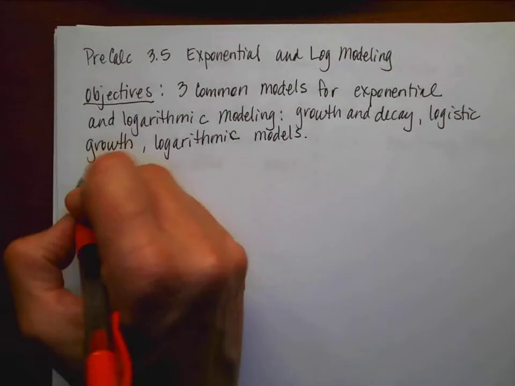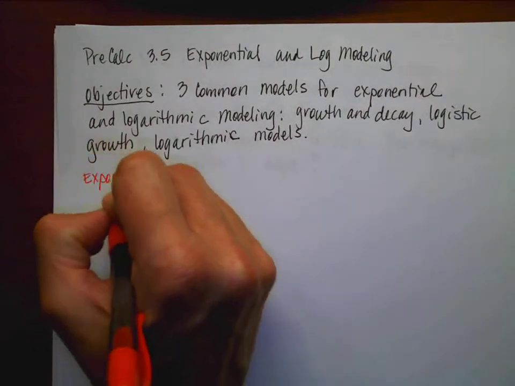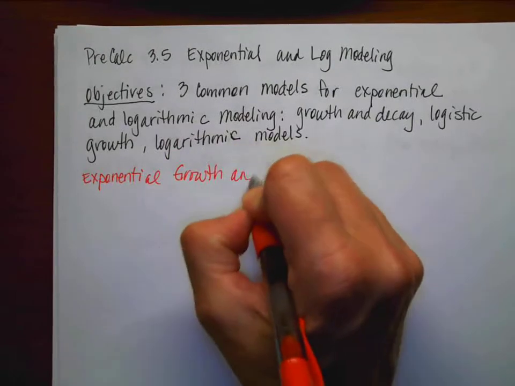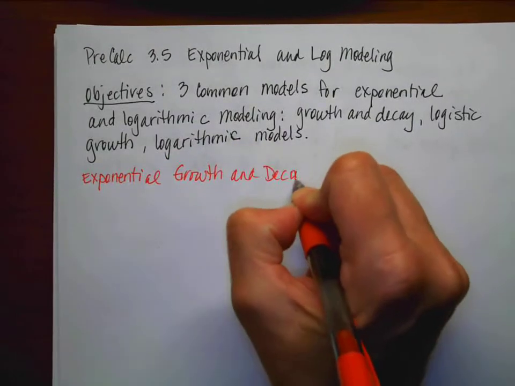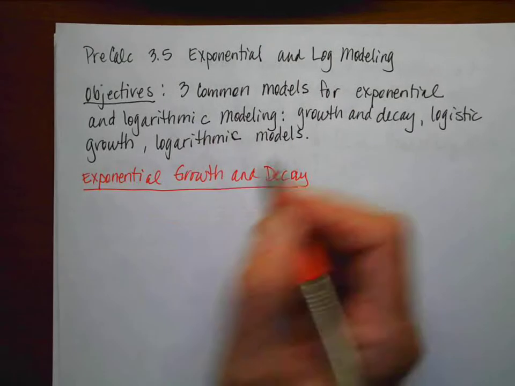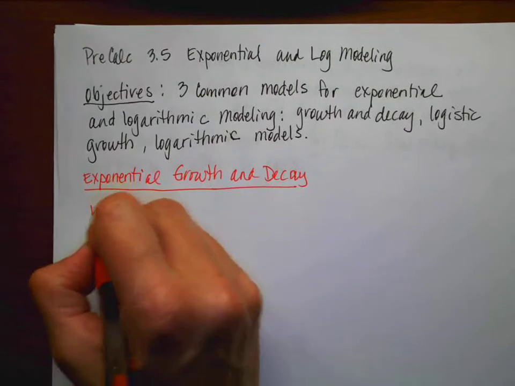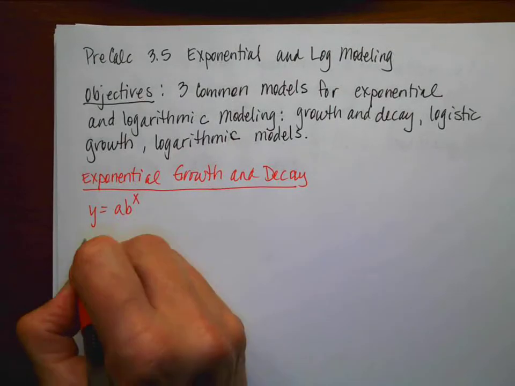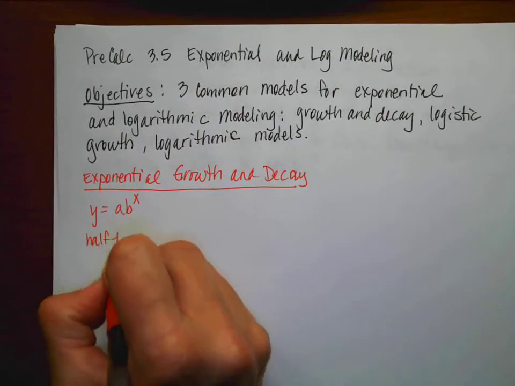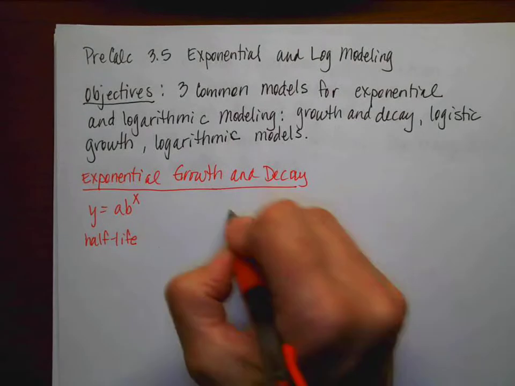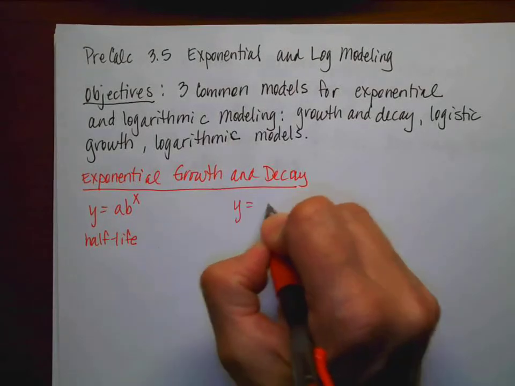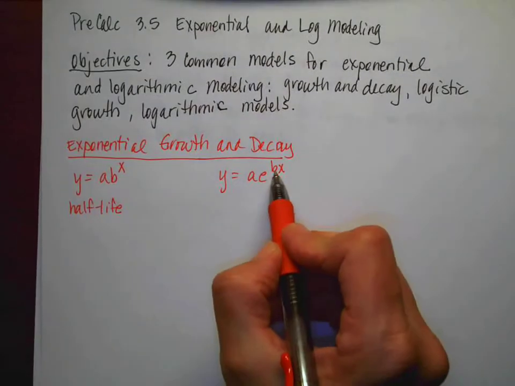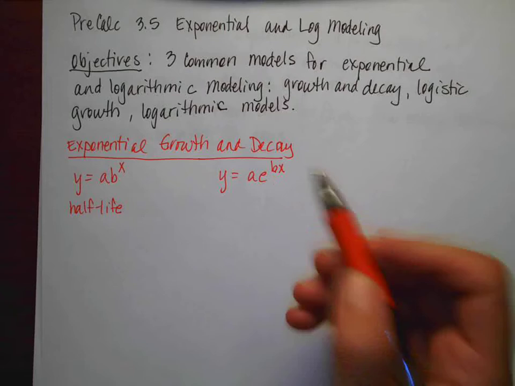So let's start off with the exponential growth and decay. There are two basic forms of this equation. In previous math classes, you might have seen it as y equals a b to the x. In my opinion, this one is great if you're doing half-life problems. And then the one that your book introduces is y equals a e to the bx. It is growth if b is positive, and decay if b is negative.